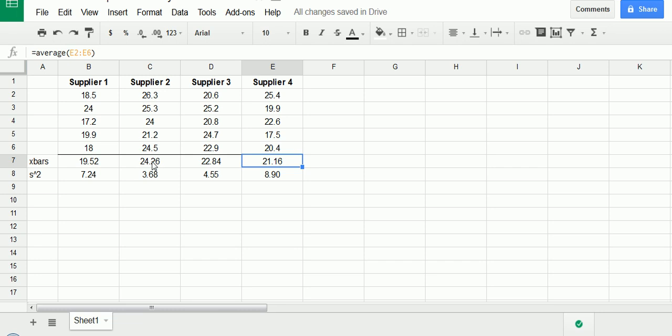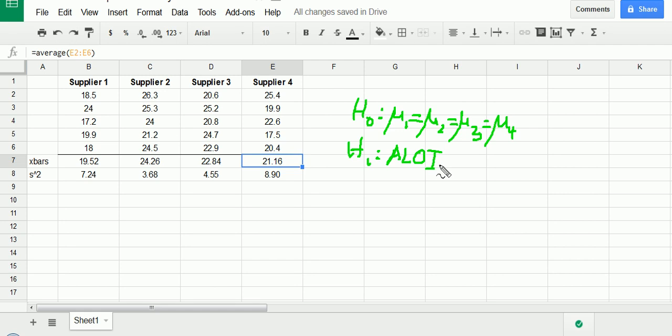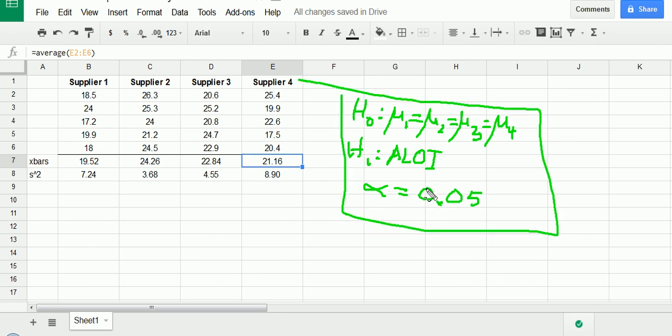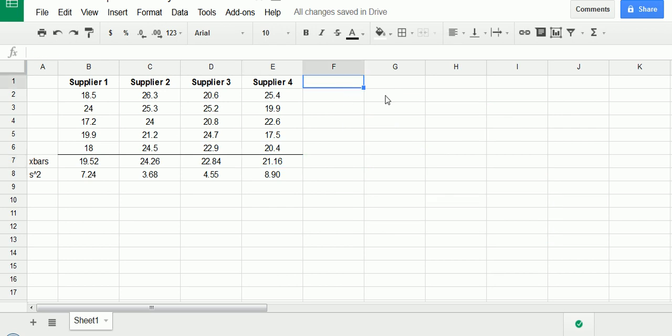So quickly, our null hypothesis is that mu1 equals mu2 equals mu3 equals mu4. So all of the suppliers have the same population mean tensile strength, versus the alternative that at least one of these suppliers is different than the others. And let's just use an alpha of 0.05 for this test. Okay, so that's our level of significance. So this is our hypothesis statement. It would not be a bad idea to jot this down somewhere here. Mu1 equals mu2 and so forth, and the alternative, HA, that's just an abbreviation of what we know, at least one inequality.